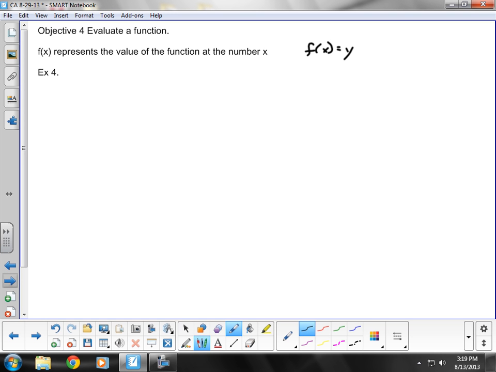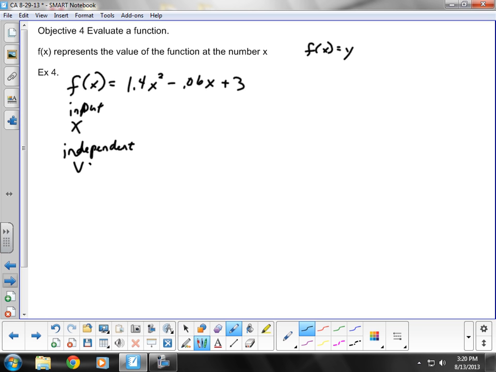So in this case, when I have a function that's maybe f of x is equal to 1.4 x squared minus 0.06 x plus 3, then x is our input, our independent variable. And f of x is our output, which means it's our result, so that is our dependent quantity. It's not really a variable, but that is our dependent quantity.